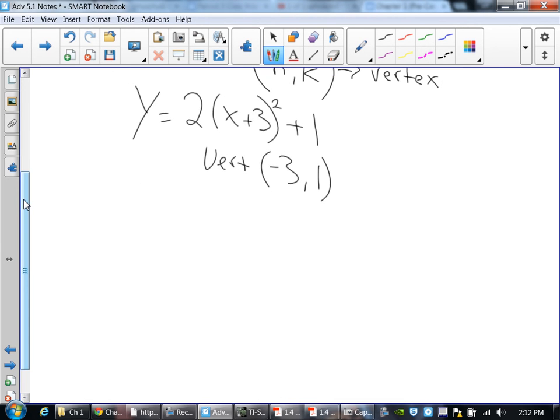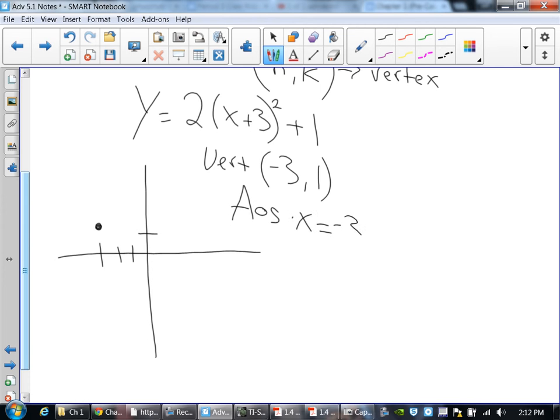So when I go to start plotting this, that's my vertex. Is it going to open up or down? It's going to open up. Where's my axis of symmetry? My axis of symmetry is at x equals negative 3. It is always going to be the x coordinate of the vertex. Always, always, always.